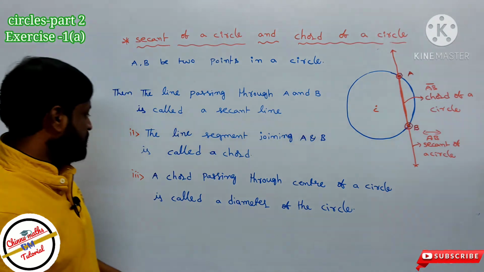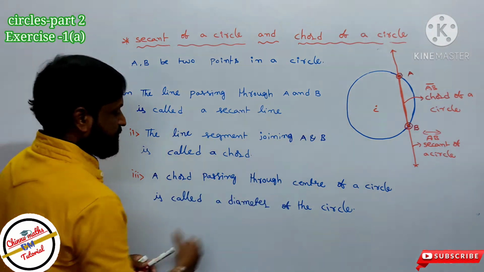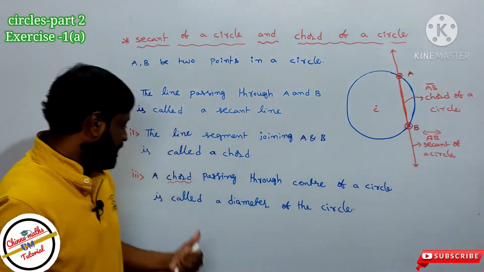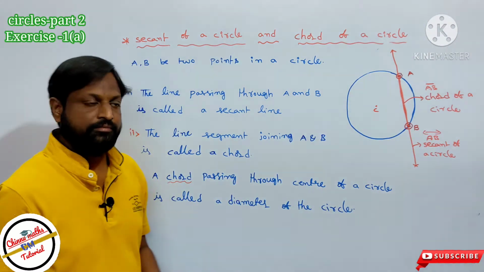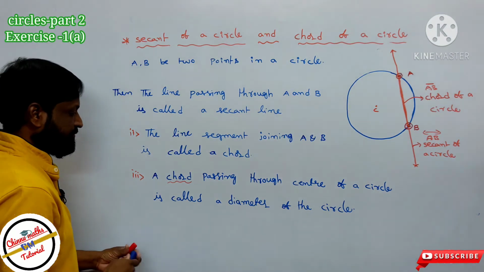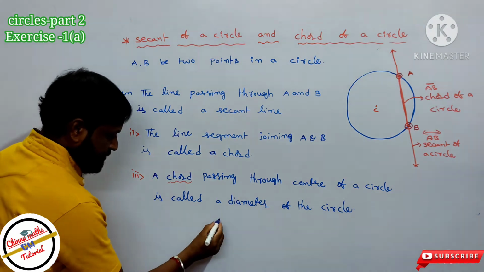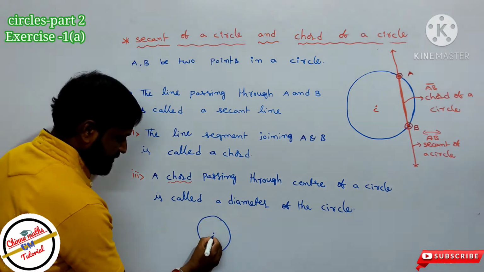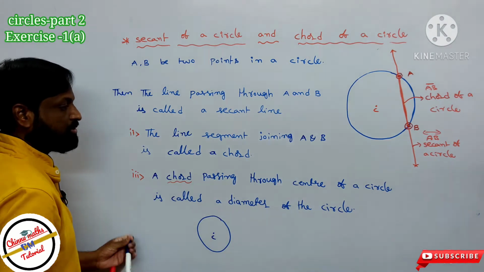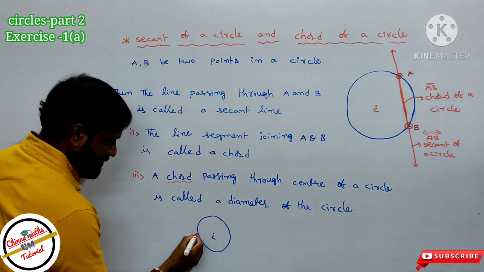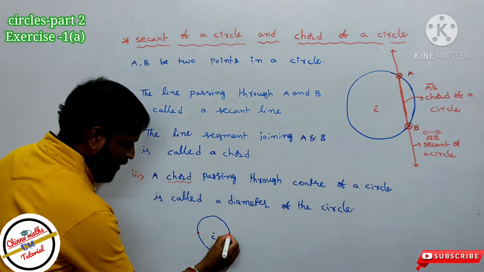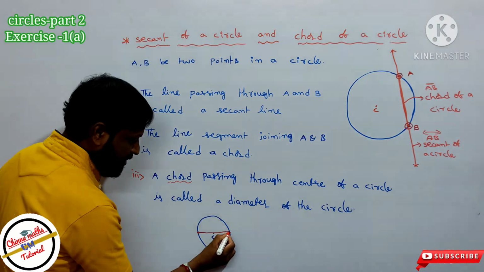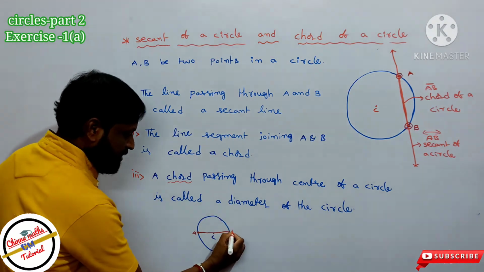Next, a chord passing through the center. A chord passing through the center of a circle is called the diameter of the circle. Let's see here: if you take one circle, this is the circle, and the center is C. The chord is any 2 points on the circle; if you join them, you will get one line segment. That line segment is called a chord of a circle. Then AB is the chord.